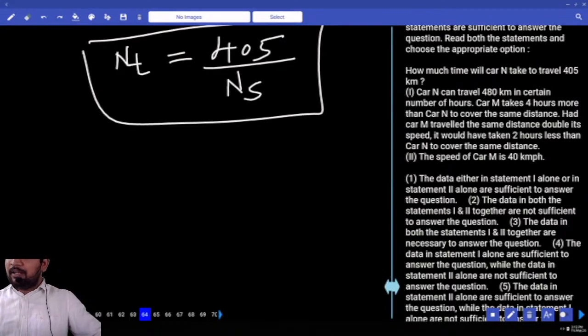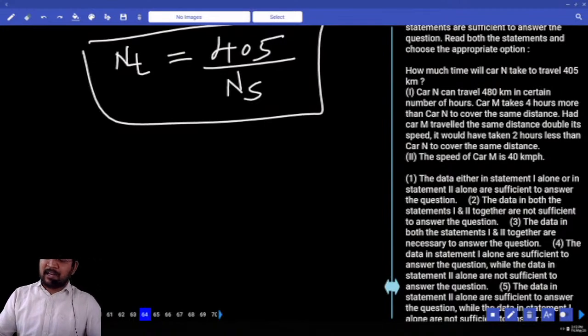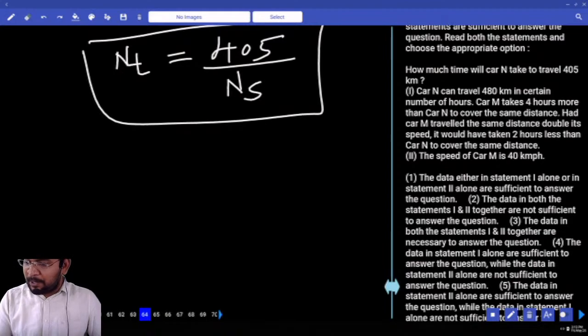Car n travels 480 kilometers in a certain number of hours. Car m takes 4 hours more than car n to cover the same distance. Had car m traveled the same distance at double its speed, it would have taken 2 hours less than car n to cover the same distance. Now if you observe carefully here, statement 2, just forget about statement 2. By using statement 2, the answer is not possible because we need car n's speed, not car m's speed.